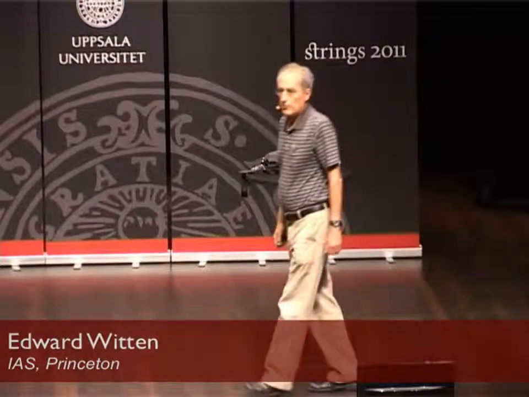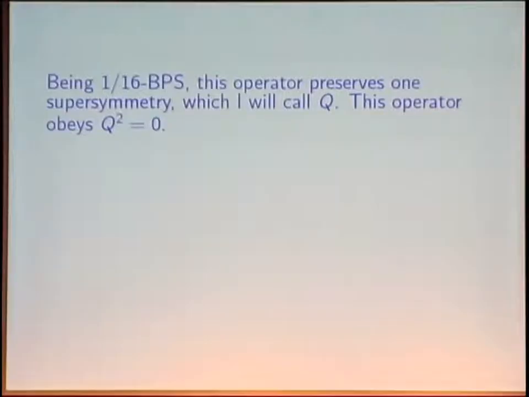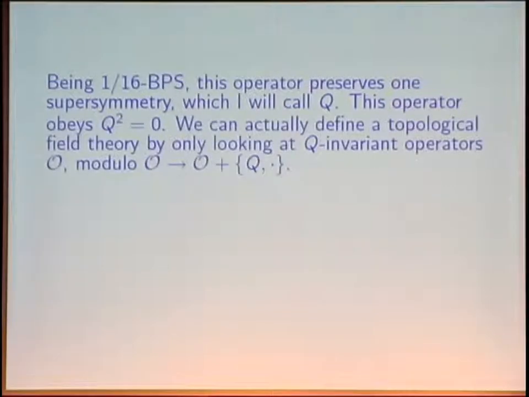And Q squared equals 0. Q squared could hardly be anything except 0, because if it's not 0, it would be a spacetime translation. But an arbitrary loop isn't invariant under any translations. Since Q squared is 0, we can use this Q to define a topological field theory.